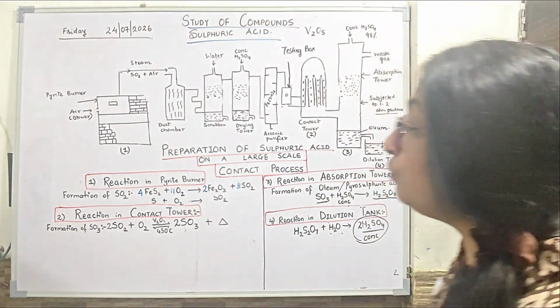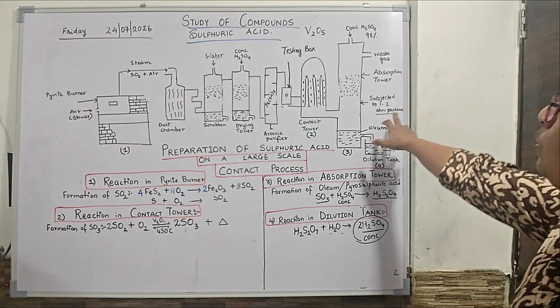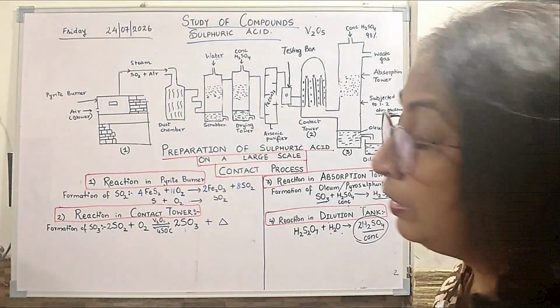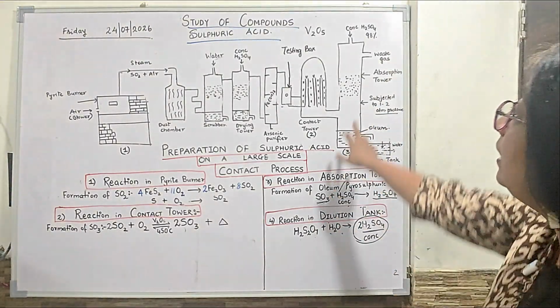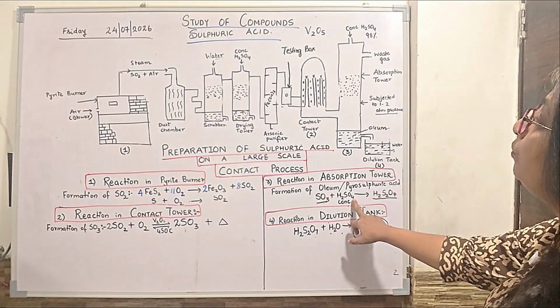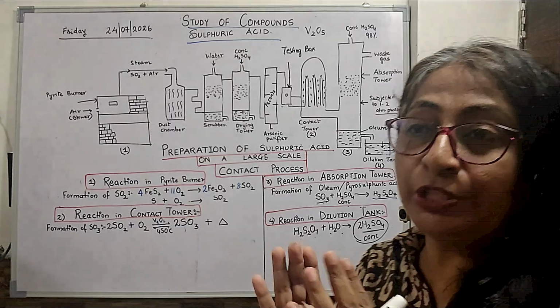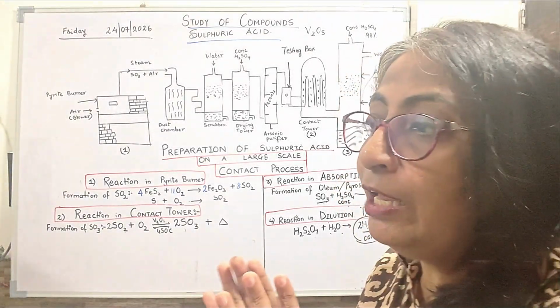And then we also told you that we are subjecting it to a pressure of around 1 to 2 atmospheric pressure, because we want that when sulfur trioxide and sulfuric acid meet in the absorption tower, they also need a pressure to be given so that they combine.